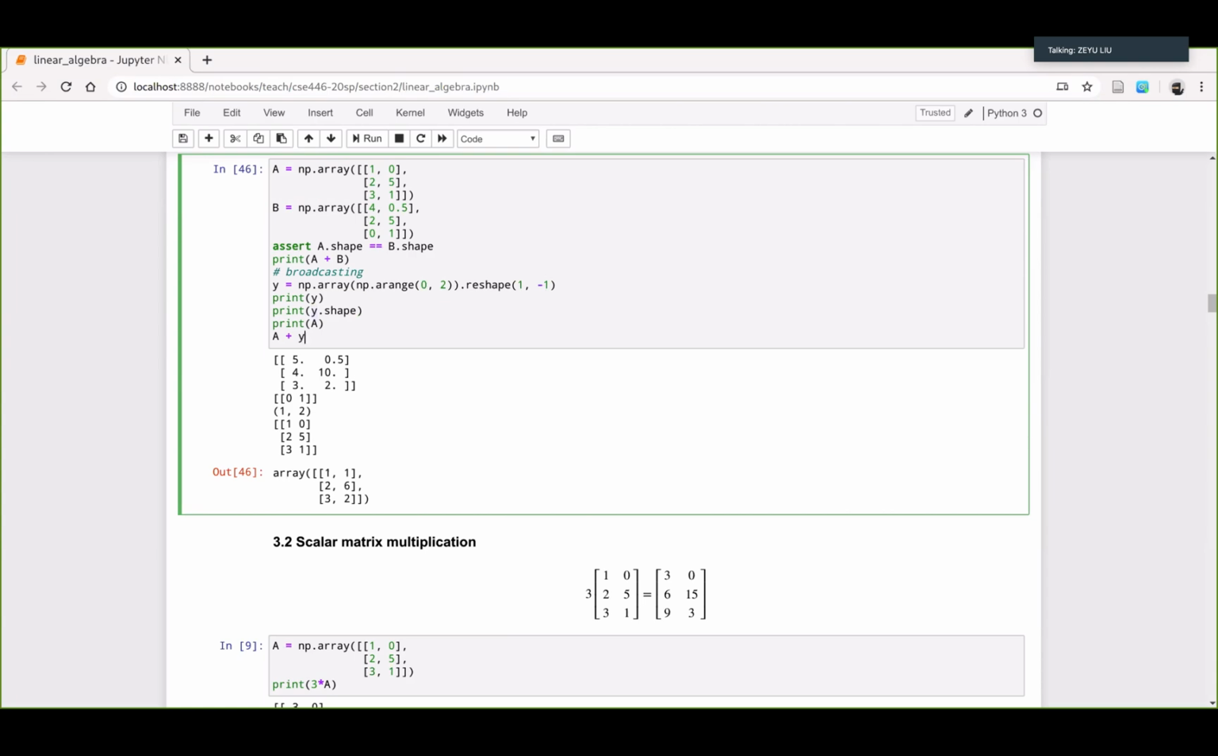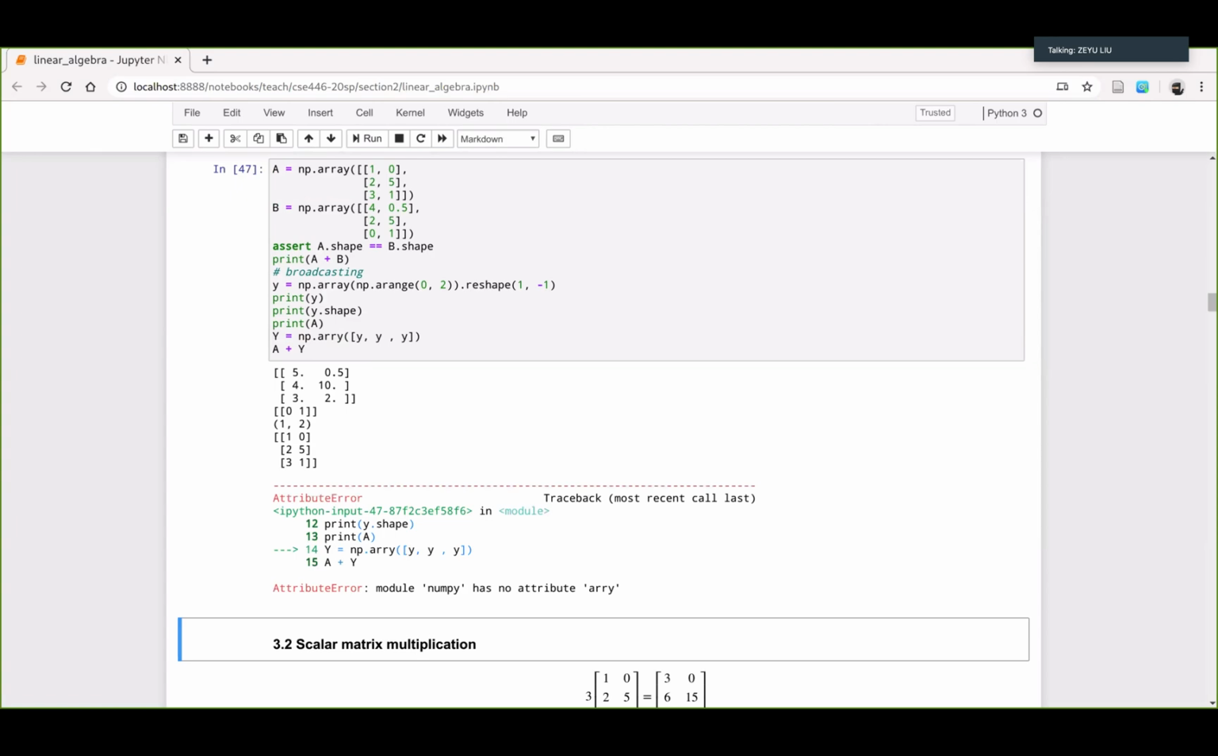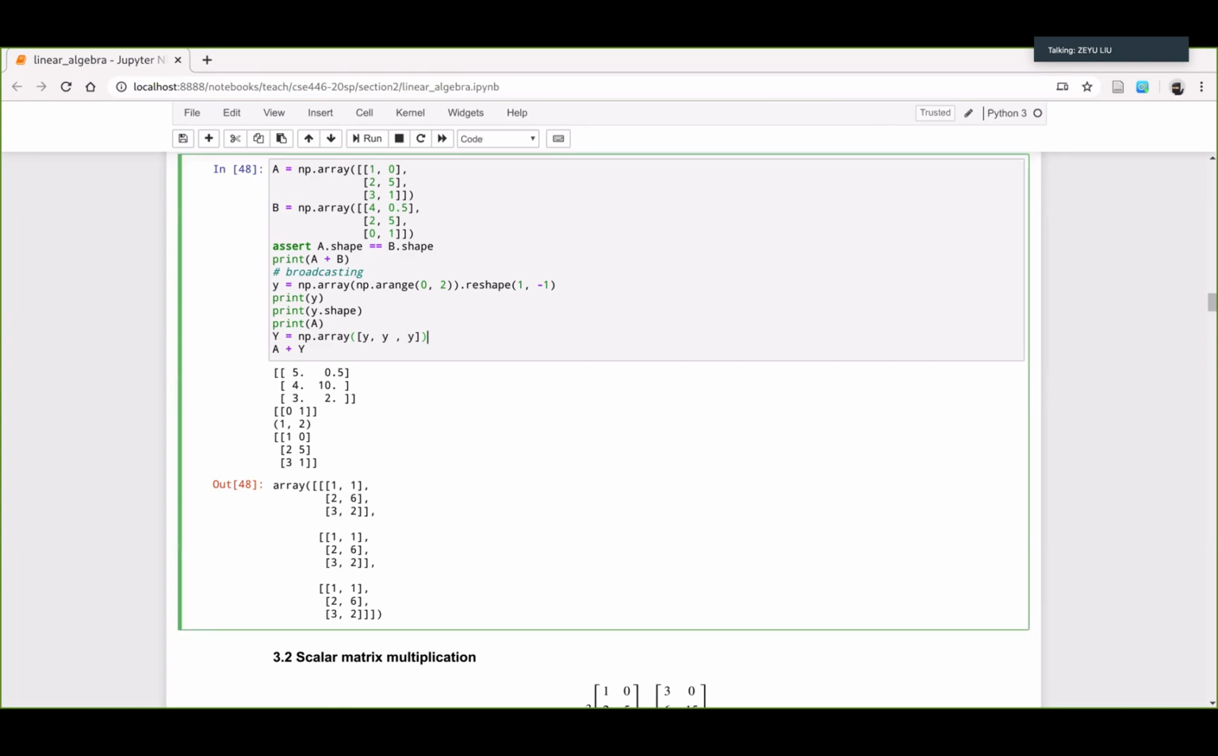You don't have to do something like y, when you're trying to calculate a plus y. If you don't know this property, you have to do something like first stacking 3 y's, and then do a plus y, but that's not necessary.